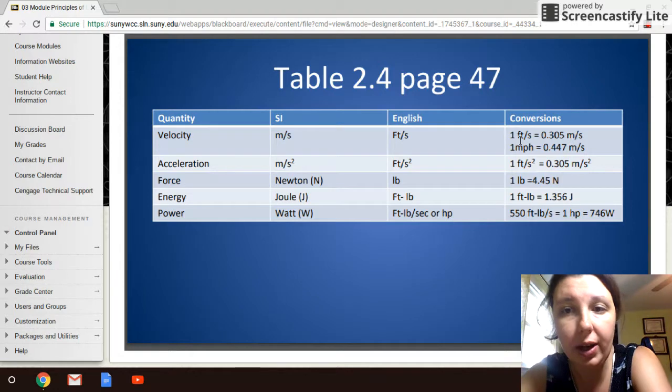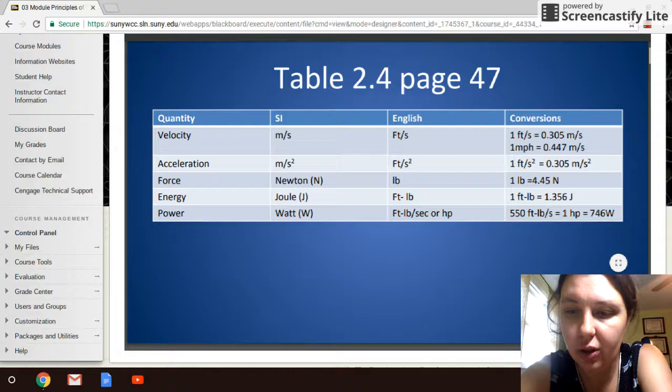So what is 1 foot per second equal to? Well, it's 0.305 meters per second, and so on and so forth as we go down. 1 mile per hour over here, right? For the speed, and it's that, and then meters per second, your velocities. So each one has its conversion.